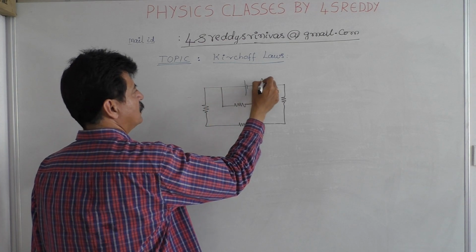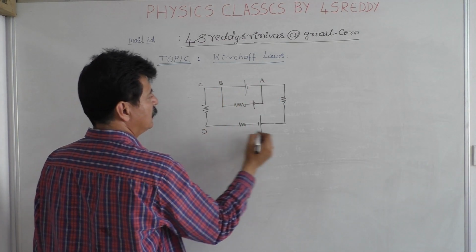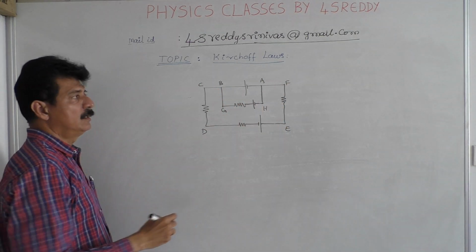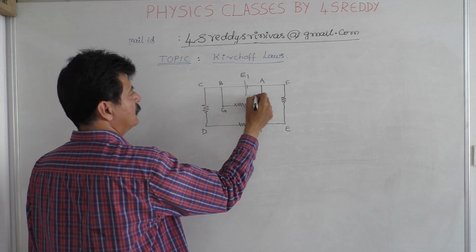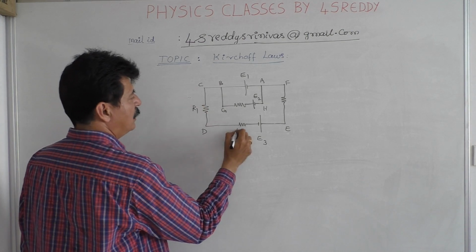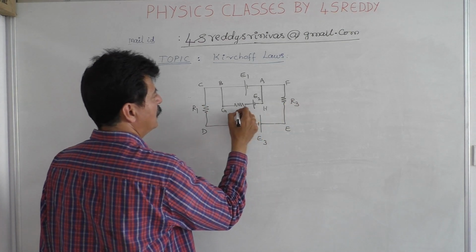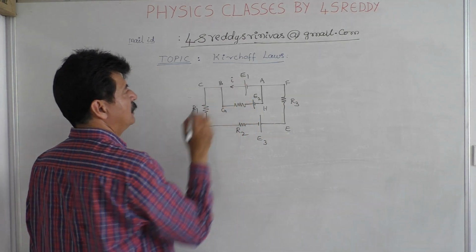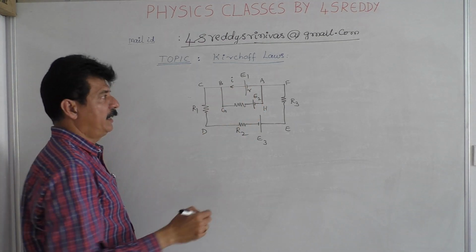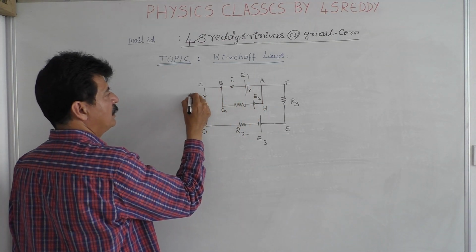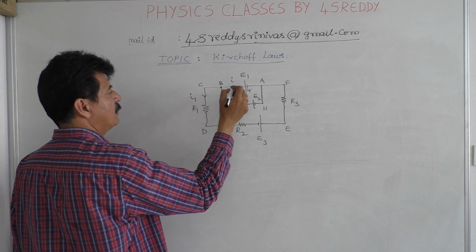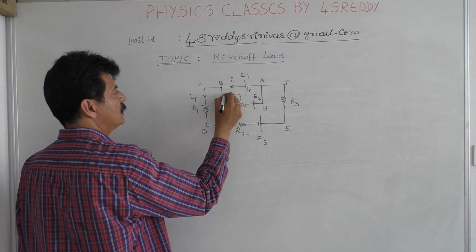Now, you can consider this as A, B, C, D, E, F, G, H, like that you have taken. And this has an EMF E1, this has an EMF E2, this has an EMF E3, and let us say this is R1, this is R2, this is R3. Then, if I is the current flowing through this, and R is the internal resistance of the cell, also at this junction, let us say I1 is the current flowing through this, and I minus I1 is the current flowing through this part of the circuit.